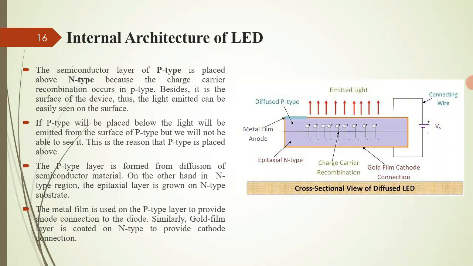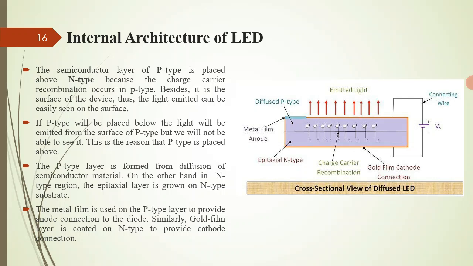The internal structure of the LED is shown here. The semiconductor layer of P type is placed above the N type because the charge carrier recombination occurs across the P type layer. Besides that, the surface of the device from which the light is emitted can be easily seen. The light is emitted from the surface of the P type, so this is the reason why we place the P type above.